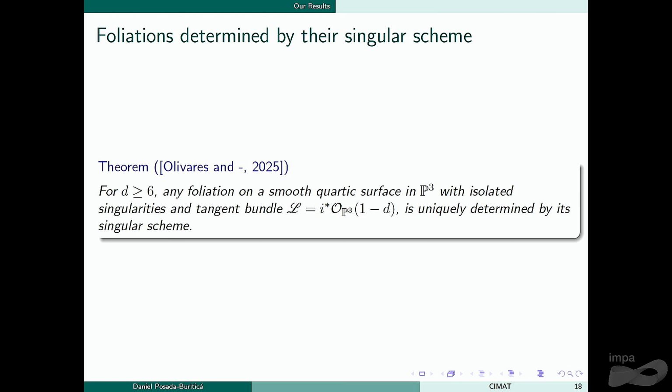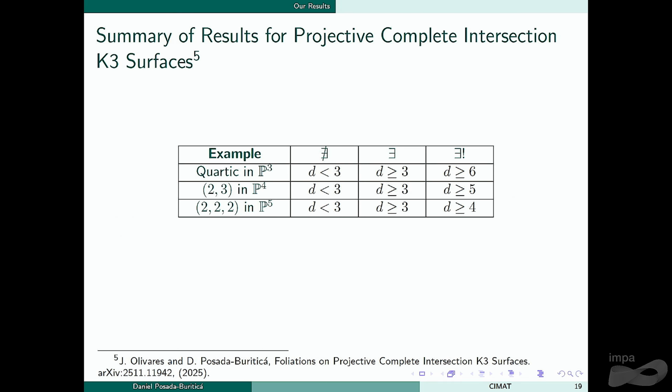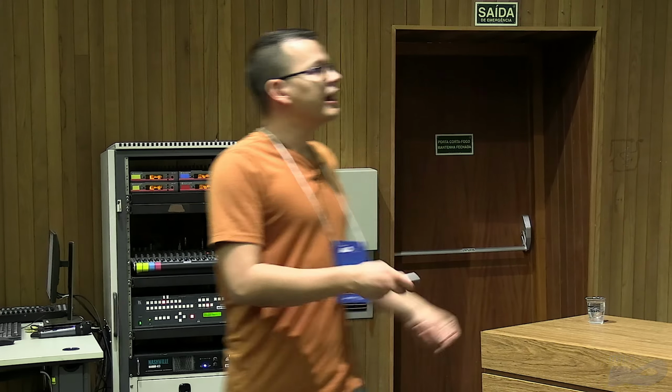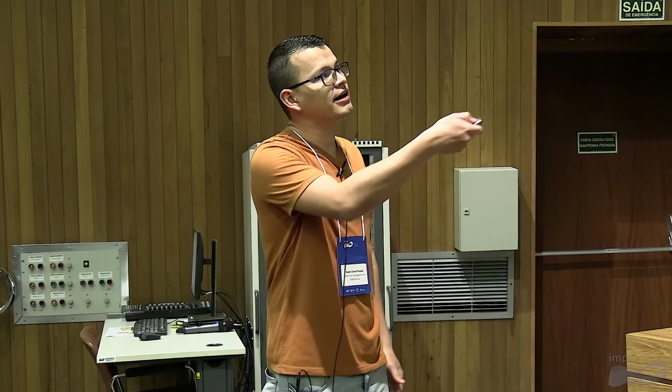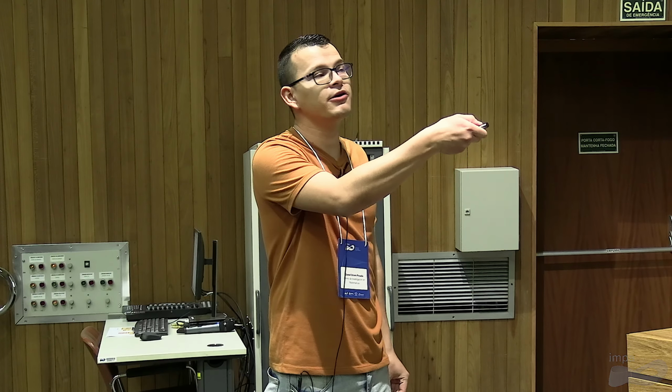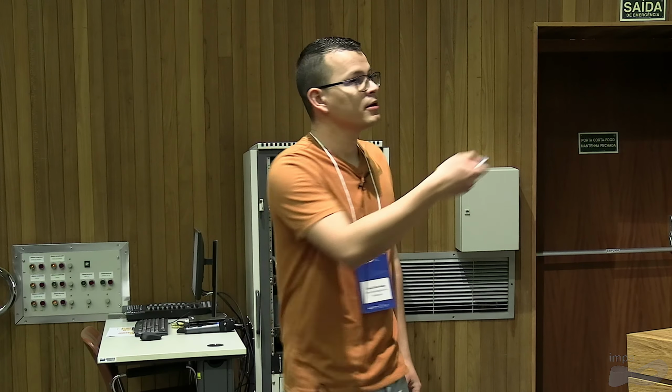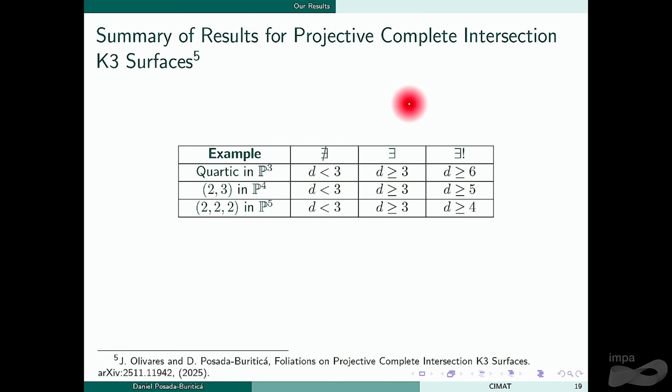What about the other examples? We have an analogous theorem. In all cases, for D less than 3, there are no foliations. For D greater than or equal to 3, there are foliations. And the foliations are uniquely determined by their singular scheme if D is greater than or equal to 6, 5, and 4, respectively. The second and third column are the solution of the Poincaré problem for these surfaces.